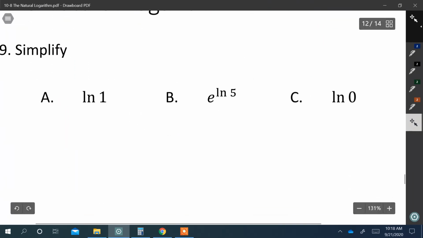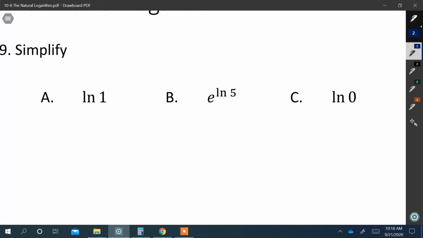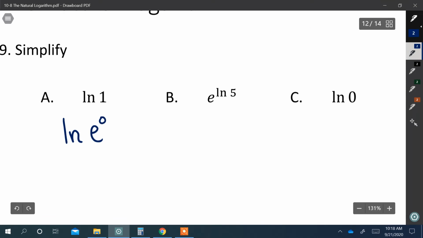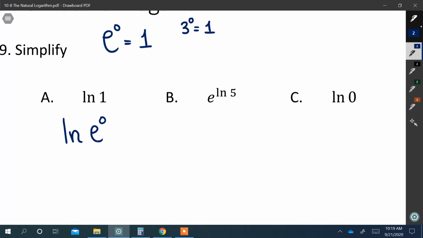All right, let's do this one here. Simplify the natural log of 1. Here's what you have to realize for that first one there. The natural log of 1 is the same as e to the 0, because anything to the 0 power is always 1. It's like 3 to the 0. It's actually 1. 4 to the 0, 5 to the 0. Any number to the 0 power is always 1.